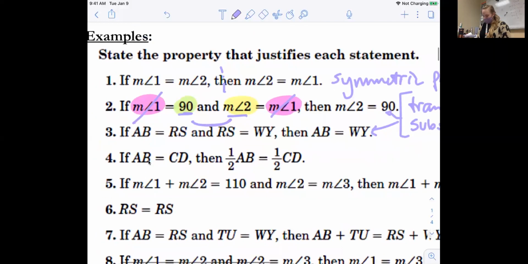All right, number 4, if AB equals CD, then 1/2 AB equals 1/2 CD. My original equation was AB equals CD, and I still have AB and CD. What did I put also in that equation? 1/2. What operation is that 1/2 doing? Multiplying. So I would call that a multiplication property of equality. I kept it the exact same. I just multiplied by 1/2 on both sides. Multiplication property of equality.